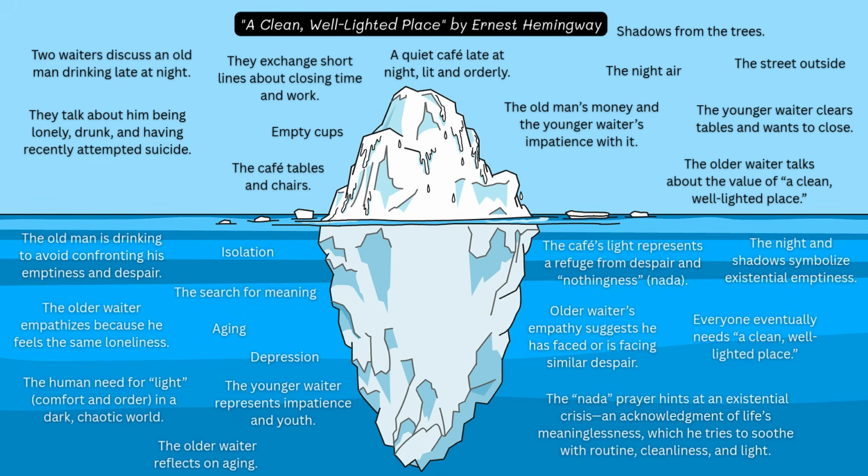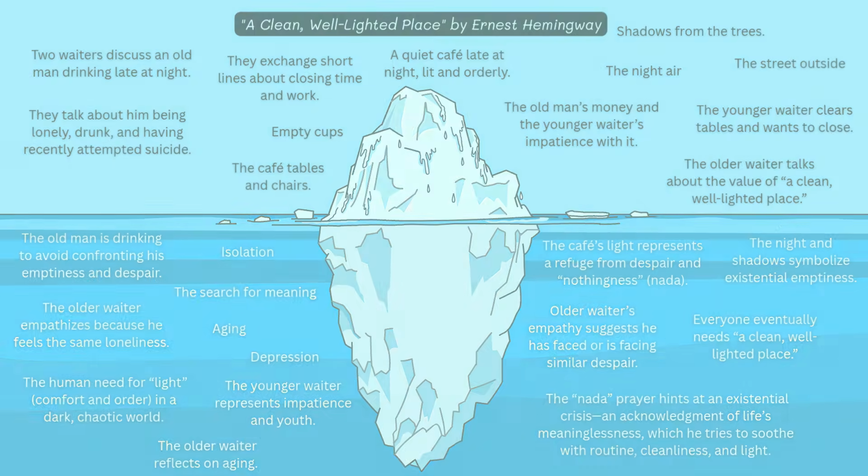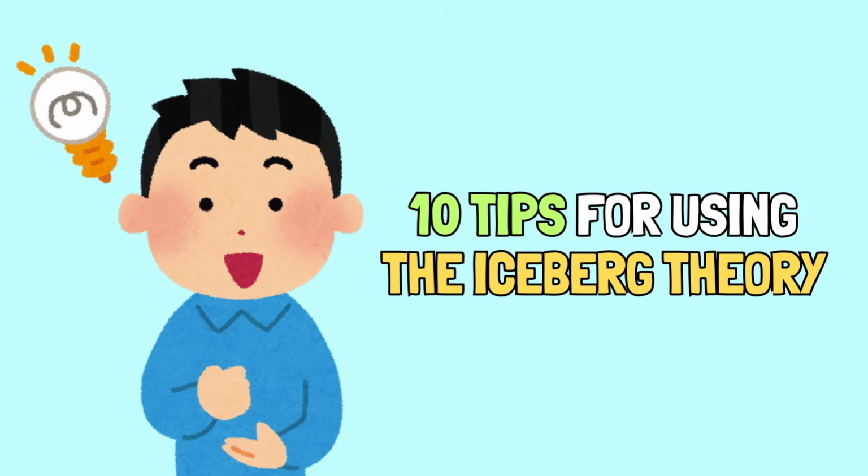Below the iceberg lies the story's emotional and philosophical weight. The old man's drinking is a shield against loneliness and despair, while the older waiter's empathy suggests his own confrontation with life's emptiness. The cafe's cleanliness and light symbolize small but vital refuges from darkness and meaninglessness. The tension between the younger and older waiter reflects the gap between youthful impatience and the hard-earned understanding of life's solitude. So, how do you apply the iceberg theory in your own writing?